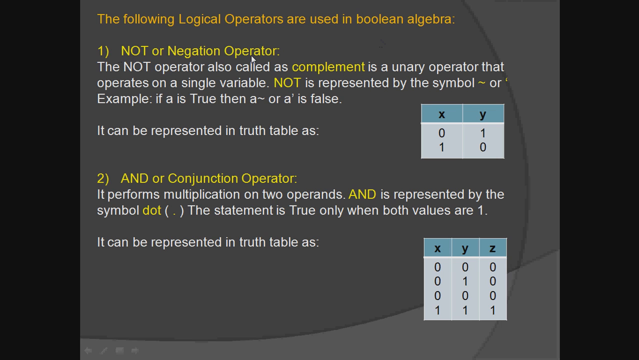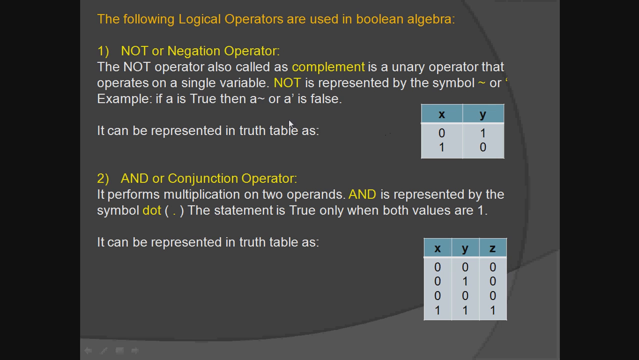The first one is the not or negation operator. This operator is also called complement, and this is a unary operator which operates on a single variable only. The not operator is represented by the symbol tilde or single quote. If a is true, then the not operator will show that it is false. So if suppose a value is 1, then the not operator will display 0, and if a is 0, then a not will be 1.